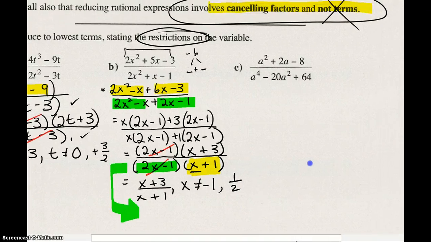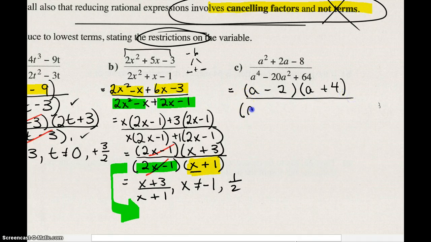Let's do another one. Again, more factoring. In this case, it's nice and simple. It's just inspection factoring. So I have an a, and I have an a, and outside the brackets I'm going to have a 2, and I'm going to have a plus 4. And then on the bottom, same thing. I'm going to factor it. I'm going to have an a squared minus 4 and an a to the power 2 minus 16, because 16 times 4 is 64.